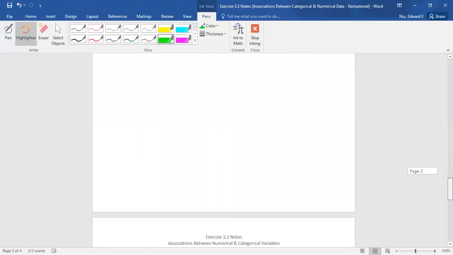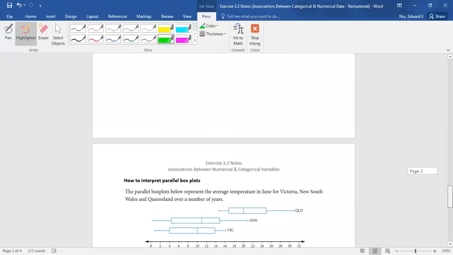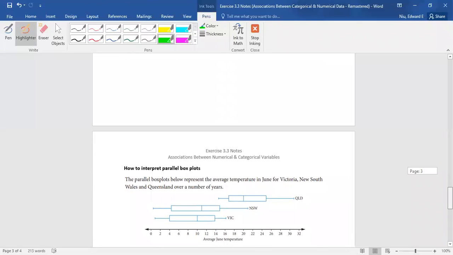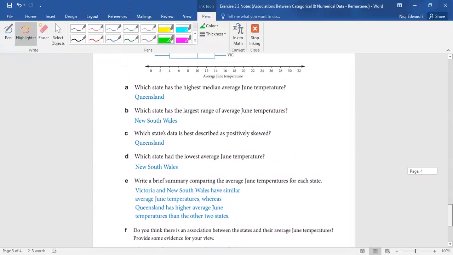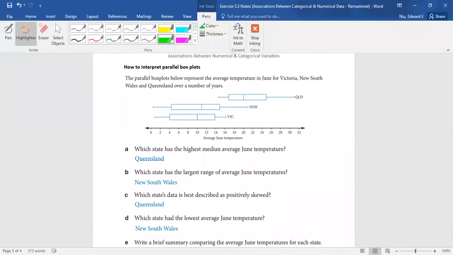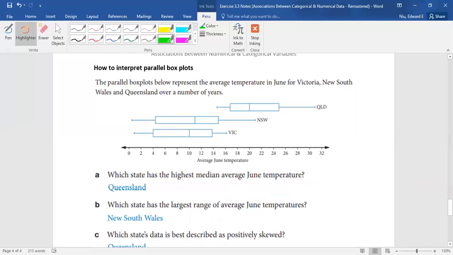But again, for the VCAA, it's very unlikely for them to get you to create one because of how tedious and time consuming it is. So they're probably going to give you a question like this, where you're asked to interpret the parallel box plot. The parallel box plots below represent the average temperature in June for Victoria, New South Wales and Queensland over a number of years. Which state has the highest median?